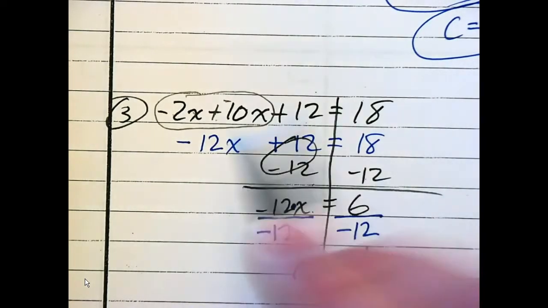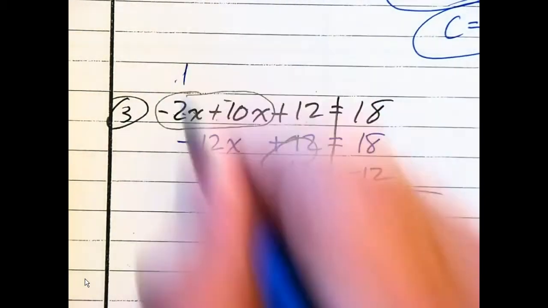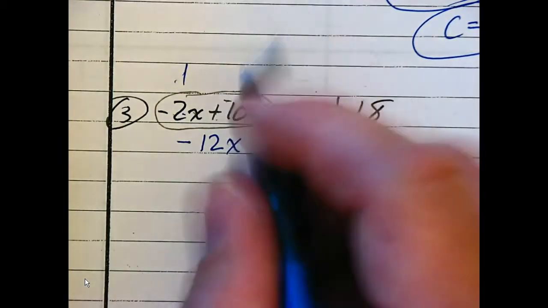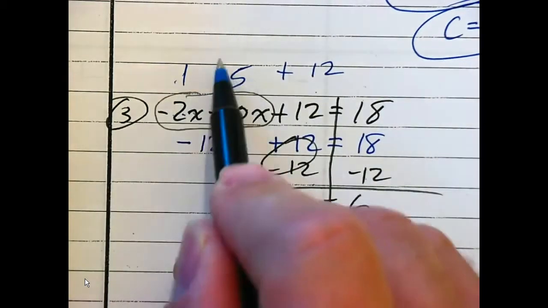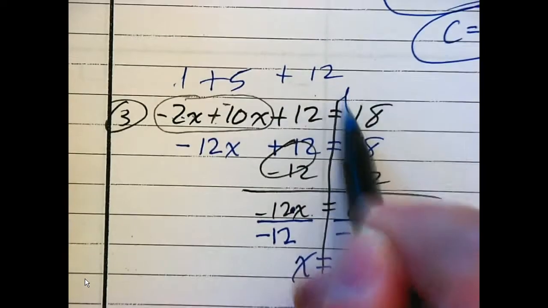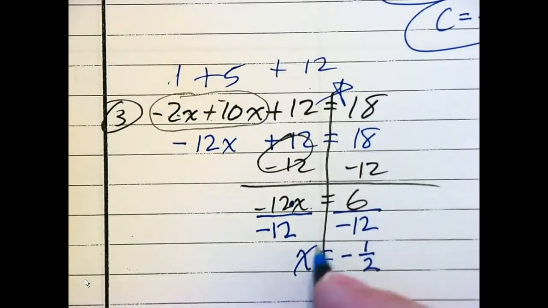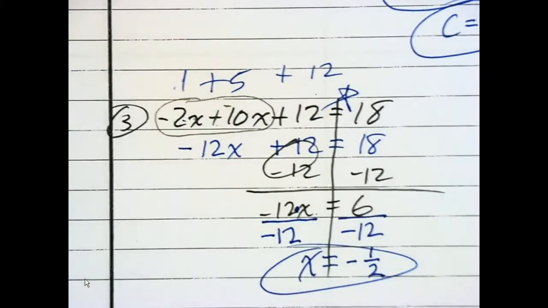If I put negative 1/2 in here, that gives me positive 1. Negative 1/2 of negative 10 is a positive 5. And plus 12, okay, that gives me 18. It works. All right. Always circle your answer. Questions?